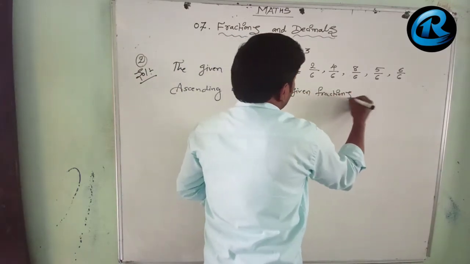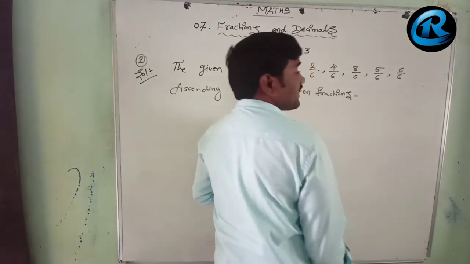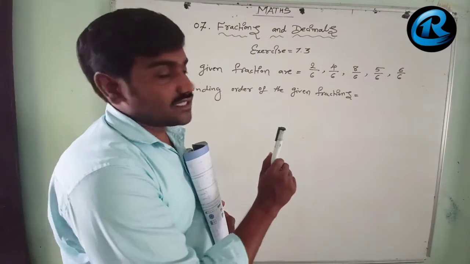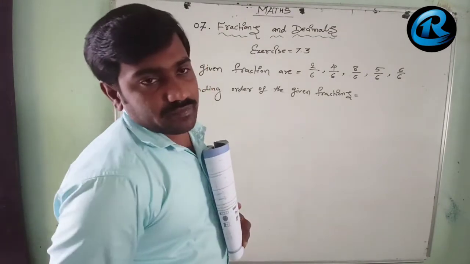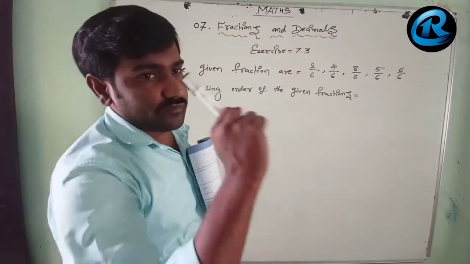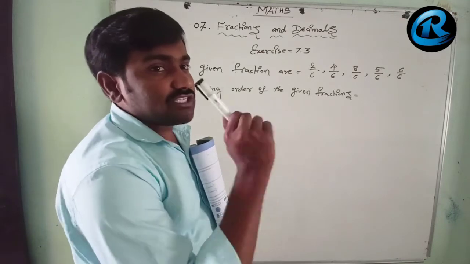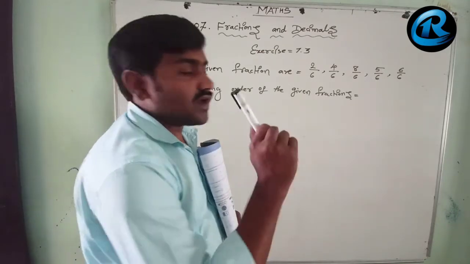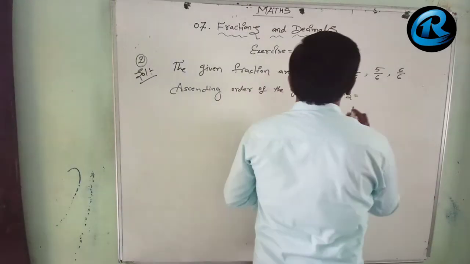Ascending order of the given fractions. How can we write the ascending order? As I told you, all these fractions are like fractions where denominators are equal. So we have to compare the numerators. In the numerator, the fraction with the smaller value will be the smaller fraction. So let us write in ascending order.